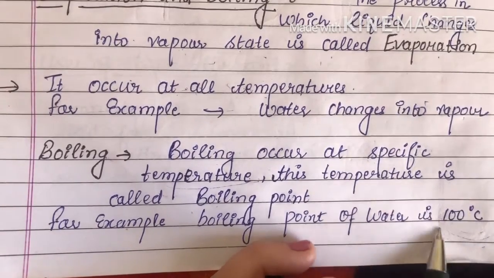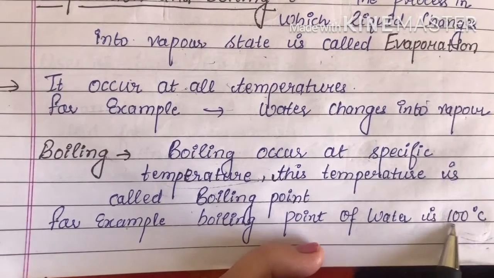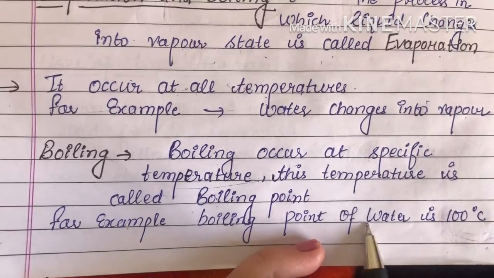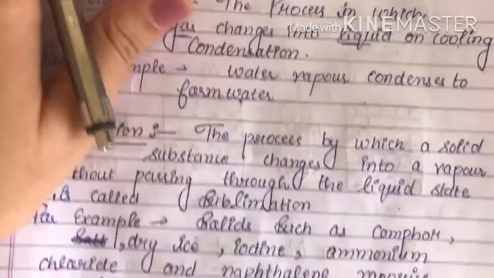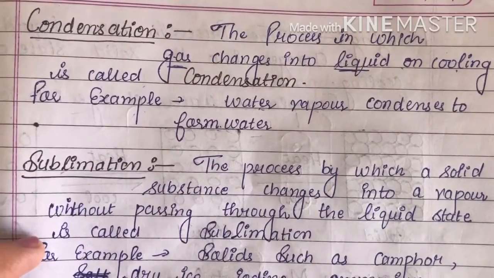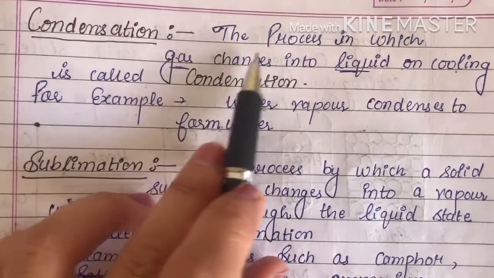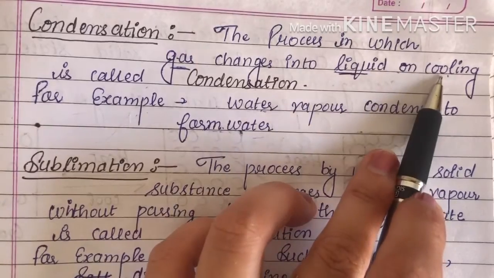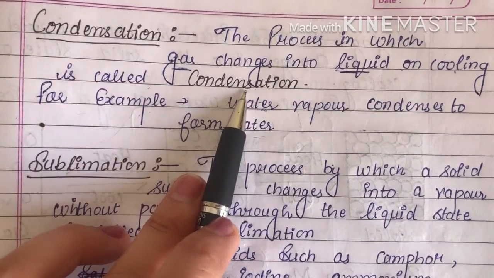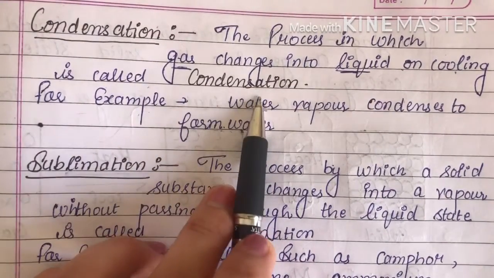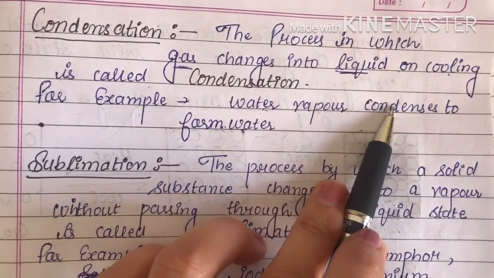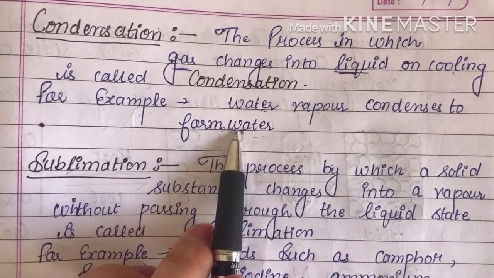Here, if the temperature is lower than 100, then water cannot be boiled. So next one is condensation. The process in which a gas changes into a liquid on cooling is called condensation. For example, water vapors condense and form water.